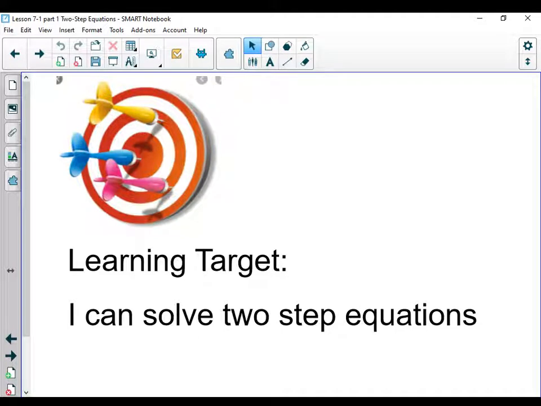Today's learning target: I can solve two-step equations. And now, if you were sick of all those proportions and ratios from before, it is your lucky day. We can take a little break from those. Also, I can solve two-step equations.